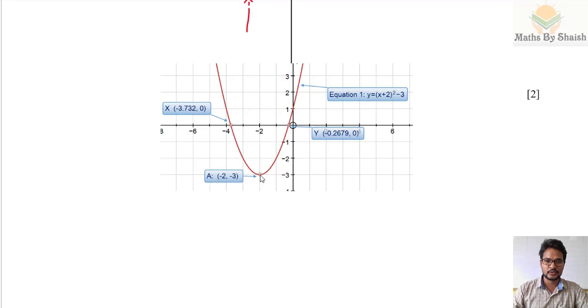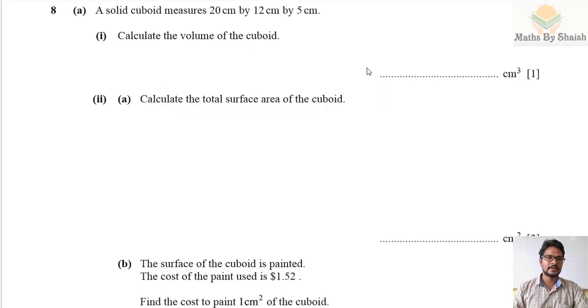It is (-2, -3). This is the minimum point, and this is one root, this is another root, and you can see the y-intercept is 1. The whole thing is the sketch of the graph y = (x + 2)² - 3. Here is the 8th question, A part.